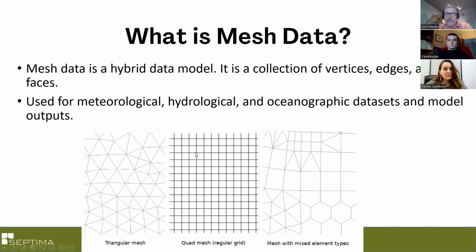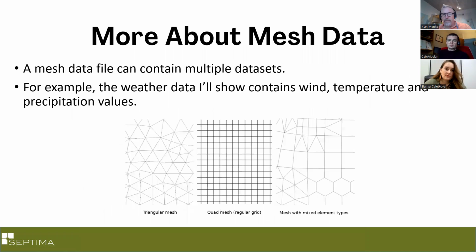So it has these faces and edges, and there's also a raster component. And again, this is used a lot for weather data, hydrological data, things like that. And one of the interesting things about mesh data is that a single file can have multiple data elements. We're going to look at a data set here that has both temperature and wind, but it also has time. So mesh data can also have a temporal component, and so we can use the temporal controller with it.